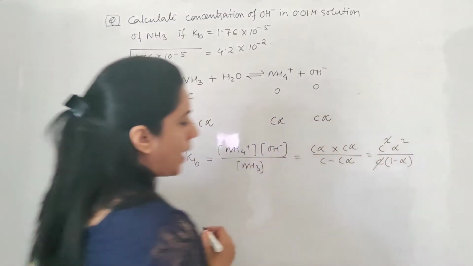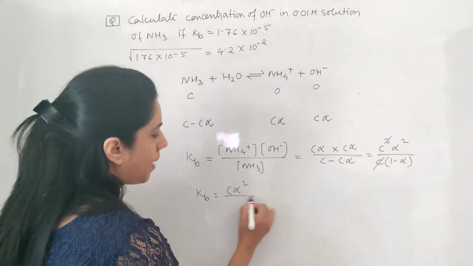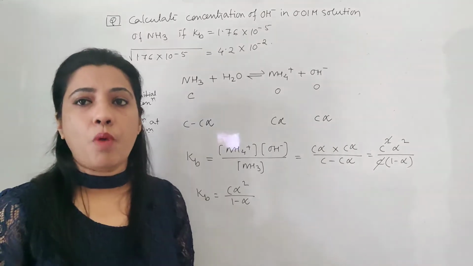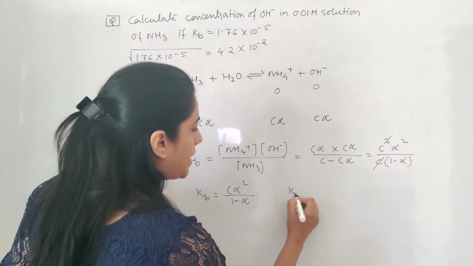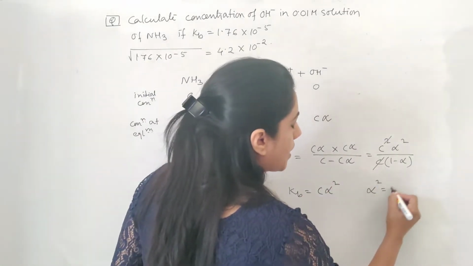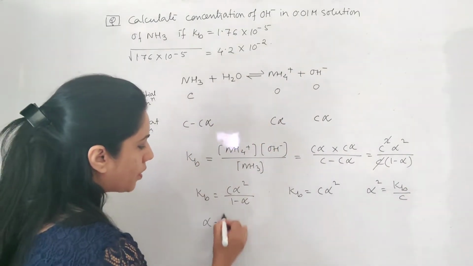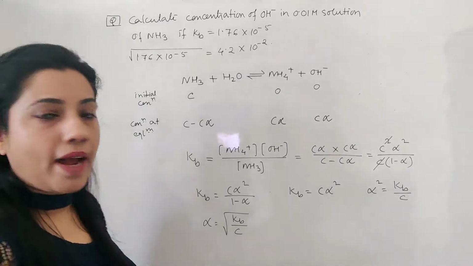This C and one of the square gets cancelled. So we get Kb is equal to C alpha square upon 1 minus alpha. Now I told you that alpha is very small as compared to 1, so we can neglect it. So we get Kb is equal to C alpha square, or alpha square is equal to Kb upon C, or we get alpha is equal to root of Kb upon C. So we got this. Now we can put the values.